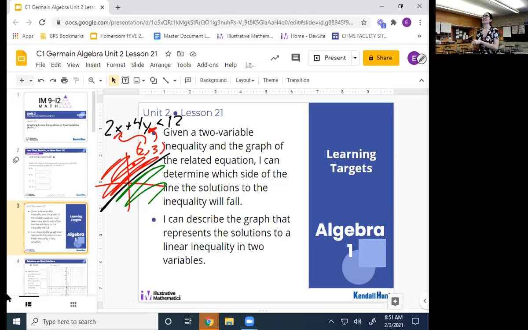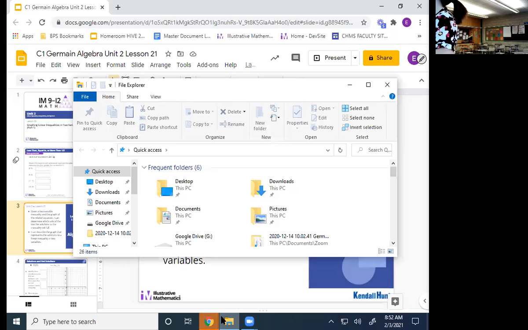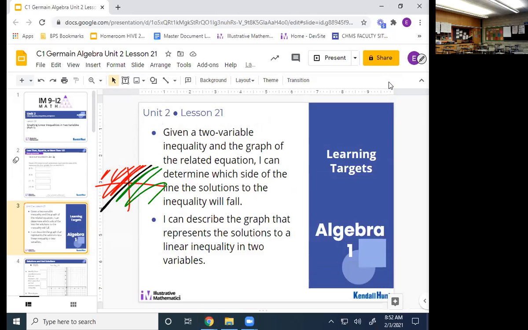Next, we're going to be learning about where we're going to shade. Then we're going to be able to determine the graph that represents the solution to a linear inequality. So first we're going to talk about what this shading is, and then you're going to describe a graph when you're given an inequality. Let's take a look at what we're going to do to get to the point of being able to hit both of these targets.